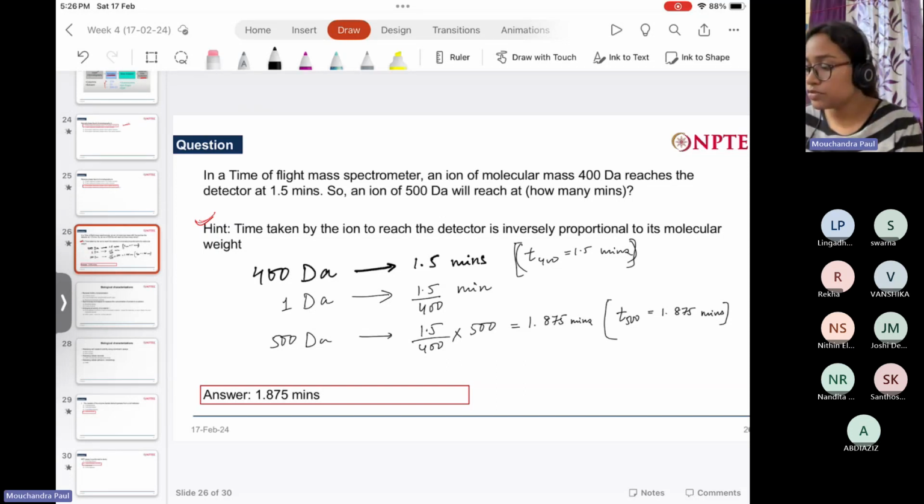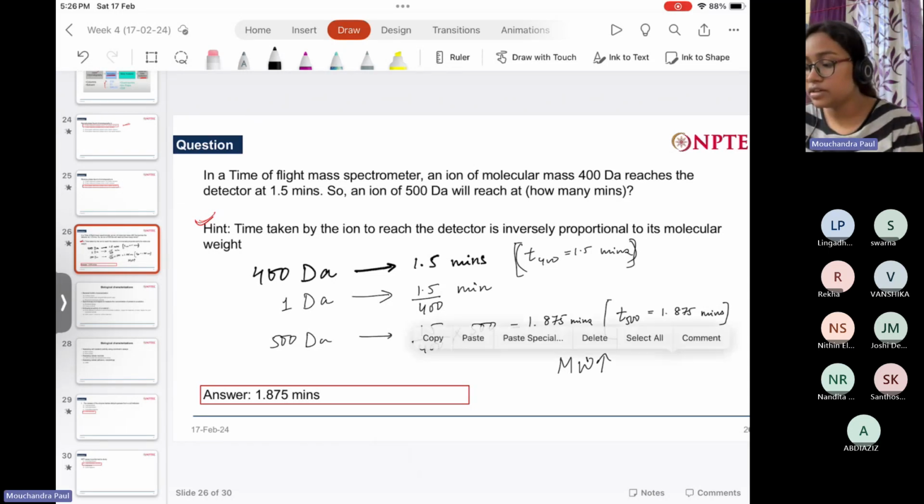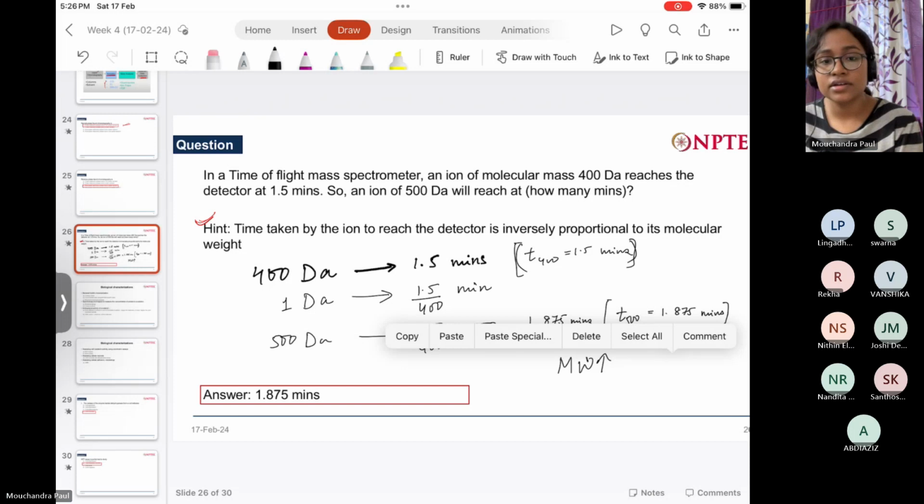a molecule which is of higher molecular weight, according to this hint, it will take less time, right? Time taken by the ion to reach the detector. So if the molecular weight is high, the time it will take should be less.